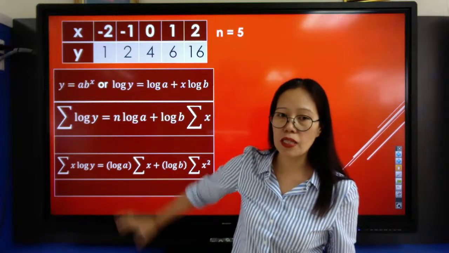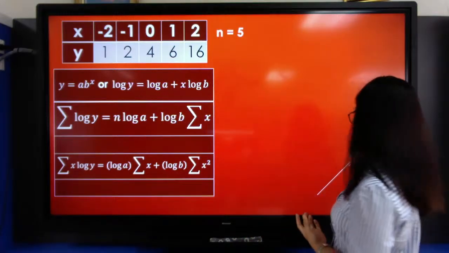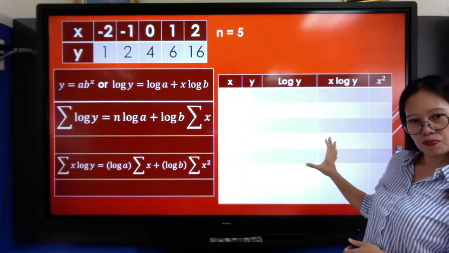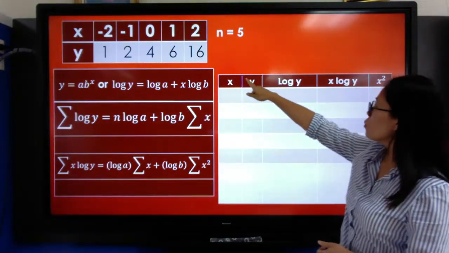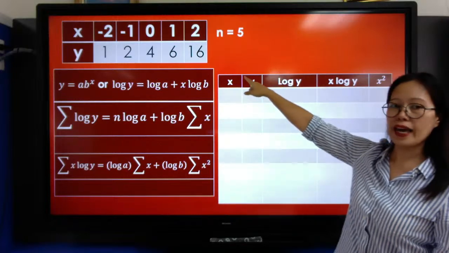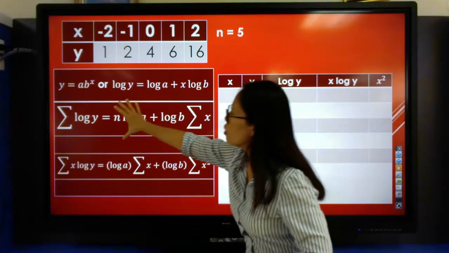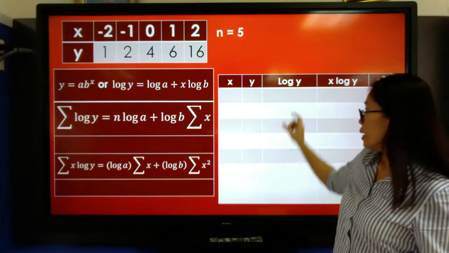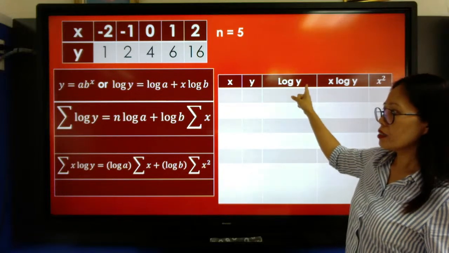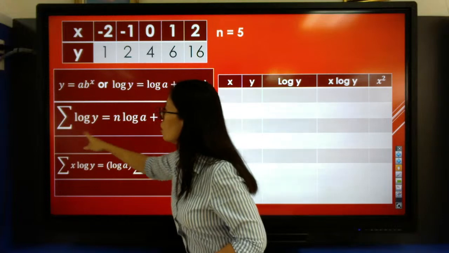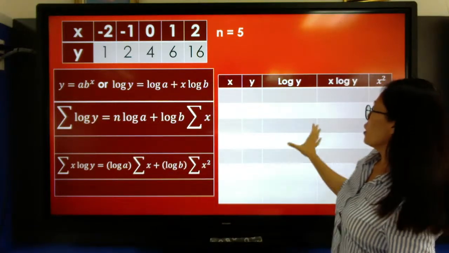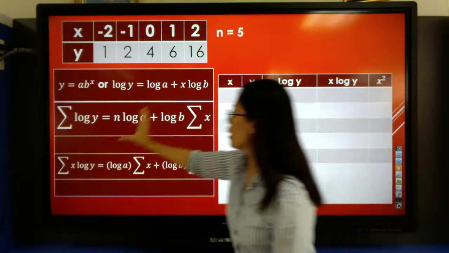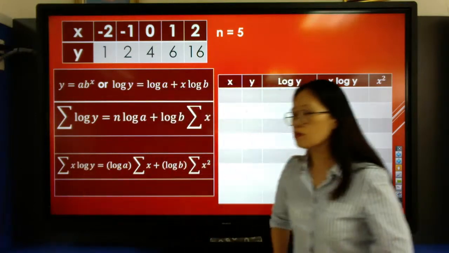Okay, after identifying the normal equation, then we need to make our table. So in order for you to make the table, how do we know what we're going to put in the heading of our table? You need to base it on our normal equation. Of course, we need the column of x, the column of y, and a column of logarithm of y because we have here summation of logarithm of y. Also, we need the column of x times the logarithm of y because we have here the summation of x times the logarithm of y.